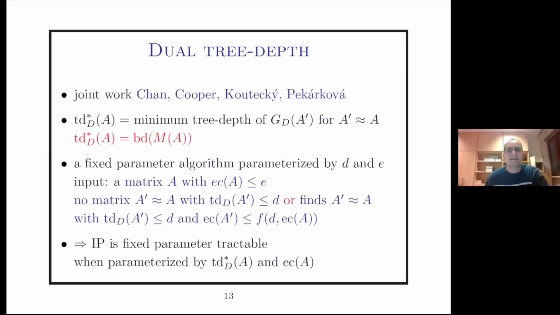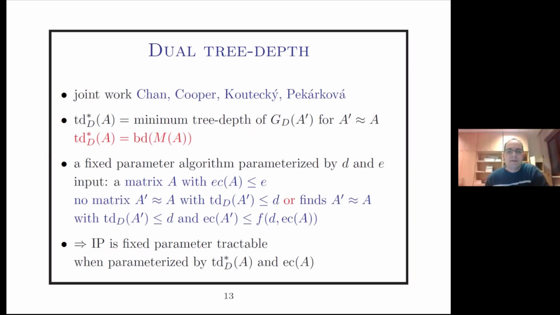And the result, which I proved together with my student Timothy Chan, I should mention that this is not the Timothy Chan from Urbana-Champaign, Jay Cooper, another student of mine, Martin Kouteckรฝ, who I have mentioned already, and Kristina Pekarkovรก, also a PhD student of mine. So we showed that the minimum dual tree-depth of a row-equivalent matrix to a given matrix A is actually equal to the branch depth of the column matroid of the matrix A.